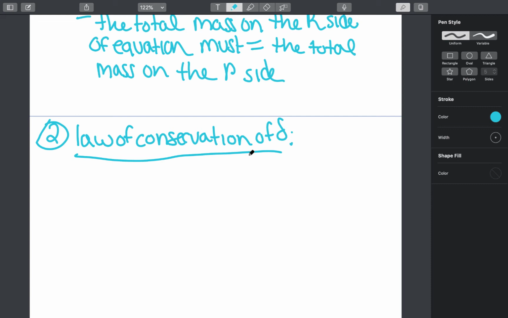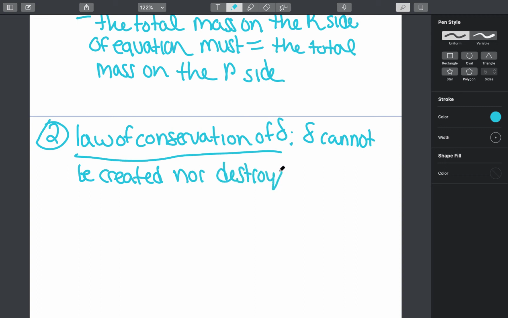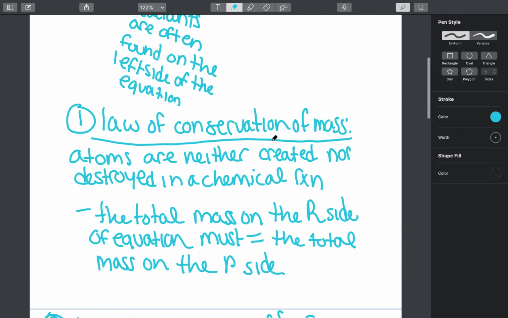It's actually way more complicated to balance these types of equations than it is to balance the equations we're going to do in this video. So this is going to be saved for Gen Chem 2. However, it's good to know the concept. And the law of conservation of charge states that charge cannot be created nor destroyed. So it's the same idea. So we're not going to get into this idea of conservation of charge yet. We're only going to deal with this first law.